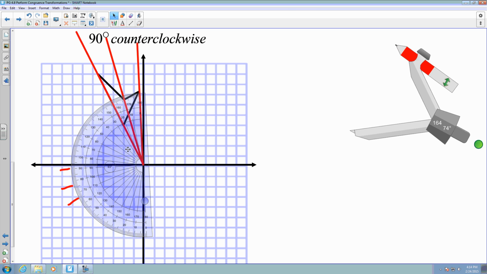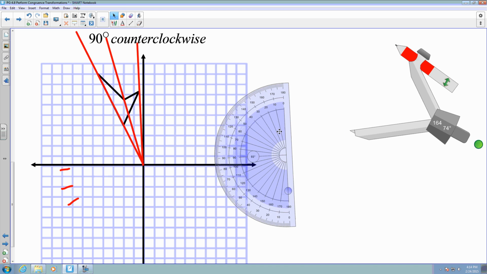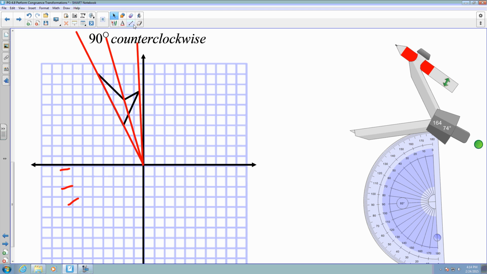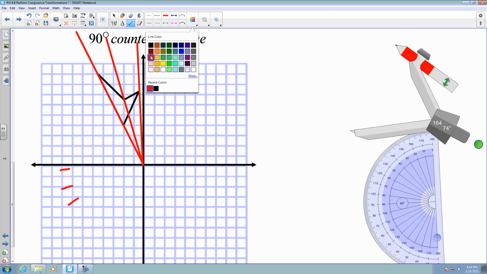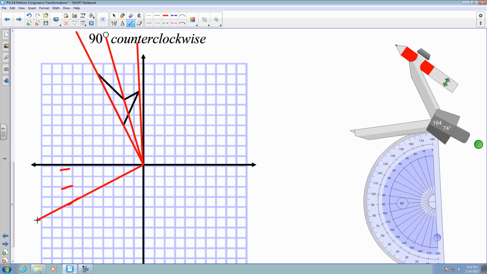So then I'm going to make 3 new lines. Get my protractor out of the way, and so I'll make 3 new lines here, here, and here. So these ones are all done. I can erase these lines.